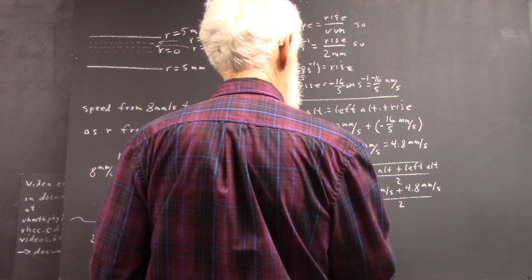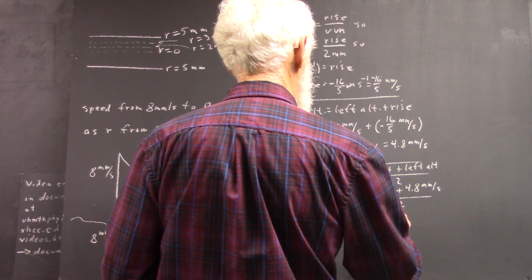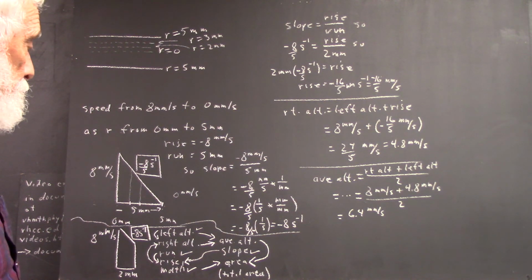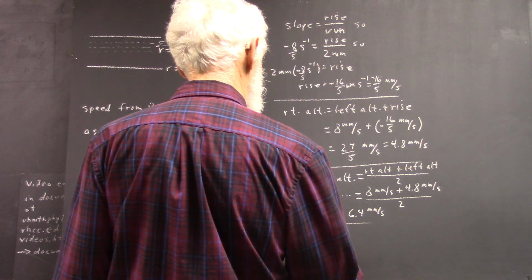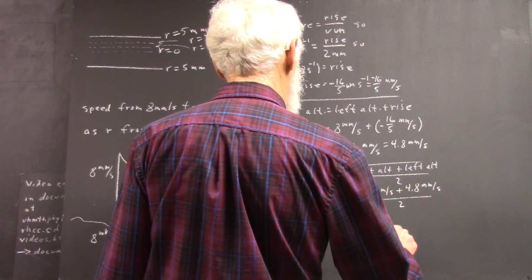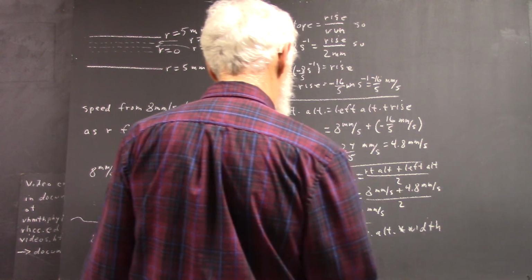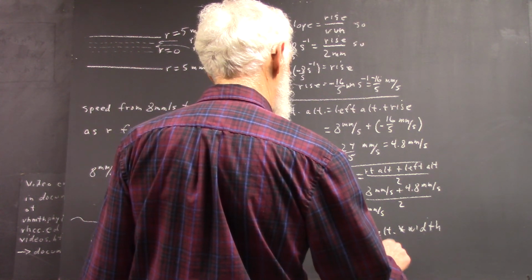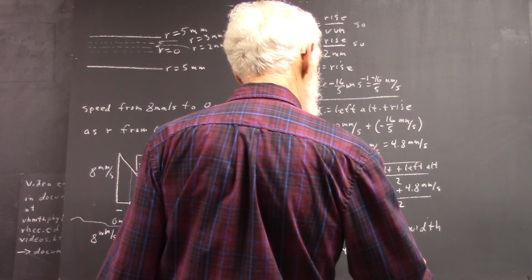And that then gives us what? 12.8 divided by 2, 6.4 millimeters per second, right? So the area is the average altitude times the width, and that's 6.4 millimeters per second multiplied by the width, which is 2 millimeters.